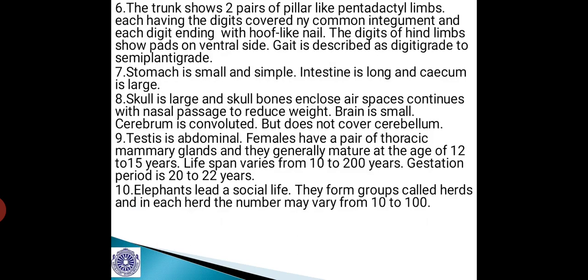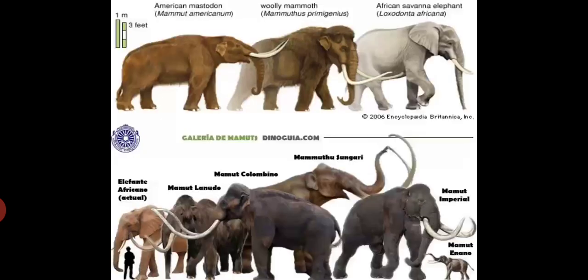Elephants lead a very social life, and they form groups called herds, and in each herd the number may vary from 10 to 100. So these are all some important characters of the order Proboscidea, and in this next slide you will be observing the different varieties of these elephants or the members of this order Proboscidea. So this is the American mastodon, and this is the woolly mammoth. It is called like that because it has thick fur on the body surface. And this is the African savanna elephant, which is called Loxodonta africana.